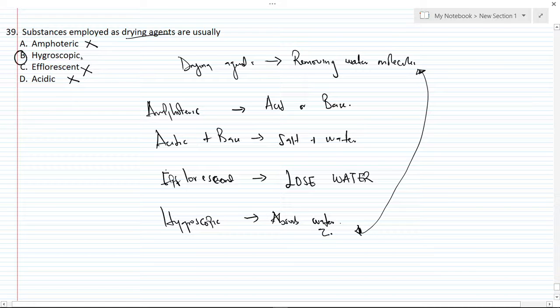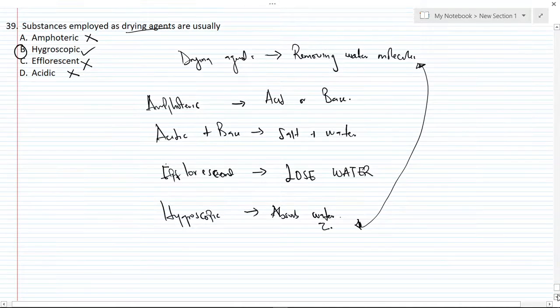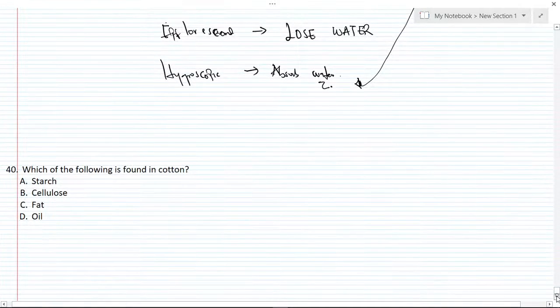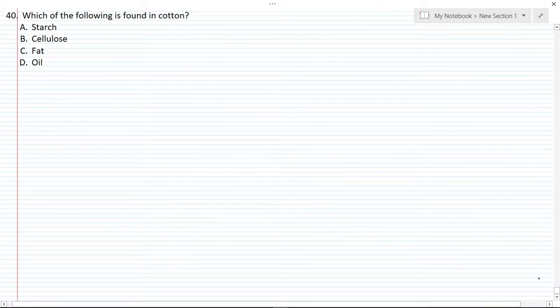And finally, the last question for the 2019 chemistry JAMB. Question 40. Which of the following is found in cotton? A. Starch. B. Cellulose. C. Fat. And D. Oil. So this is one of those questions where you should spend nothing less than 3 seconds, 5 seconds at most in answering. So the correct option is actually option B.